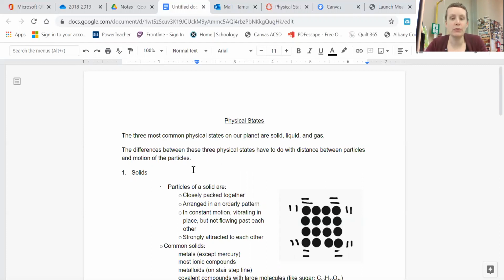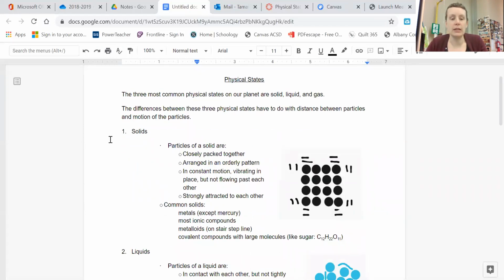We've talked about these before. We did a little introductory activity with these early in the semester, but now we're going to get into a little bit more detail. We're going to break these each down: solids, liquids, and then gases.